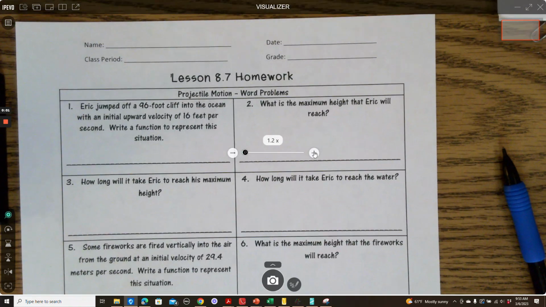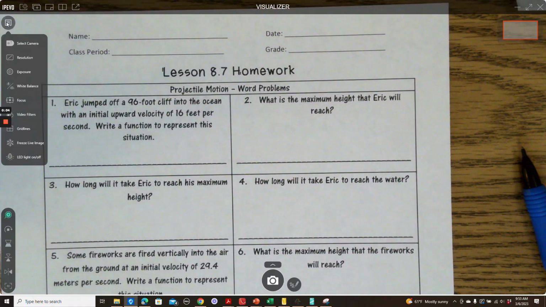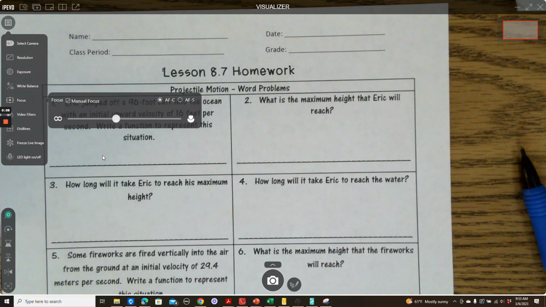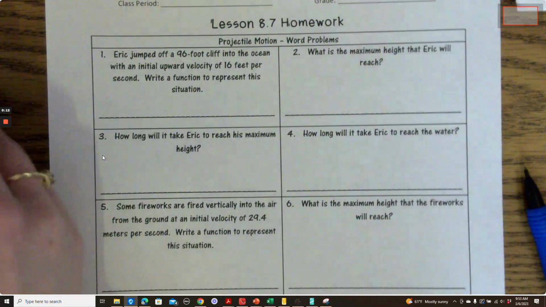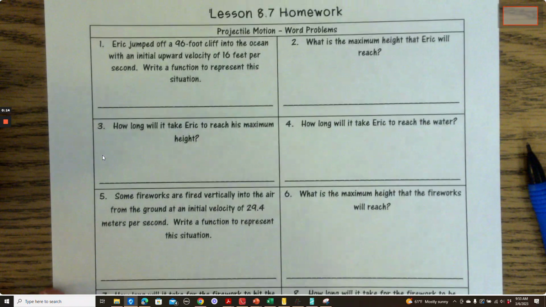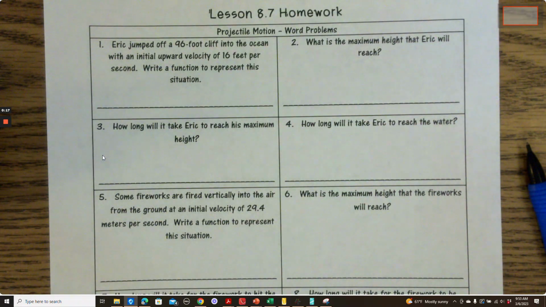This video is for the lesson 8.7 homework. What we've got to do on these is write an equation for the situation, and we've got to find different pieces.